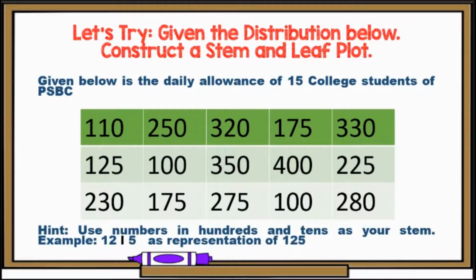I will give you a hint. Use numbers in hundreds and tens as your stem. For example, the stem is 12, the leaf is 5. This is the representation of the number 125. Okay?